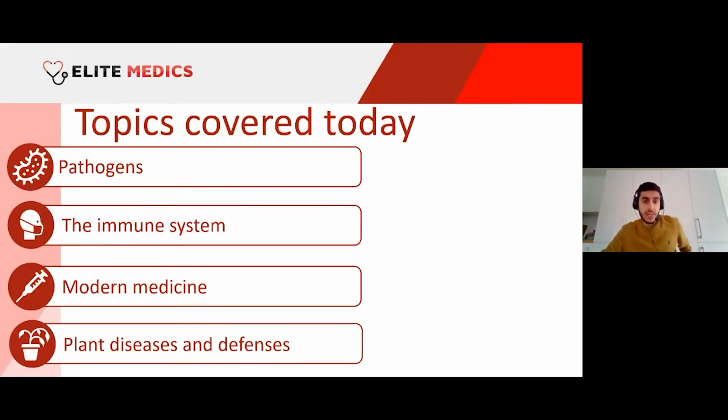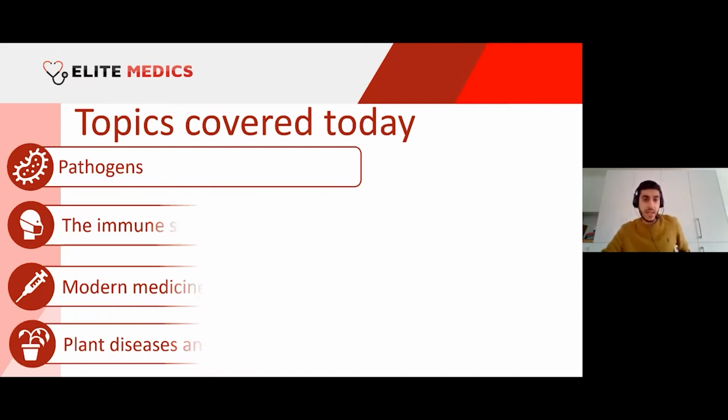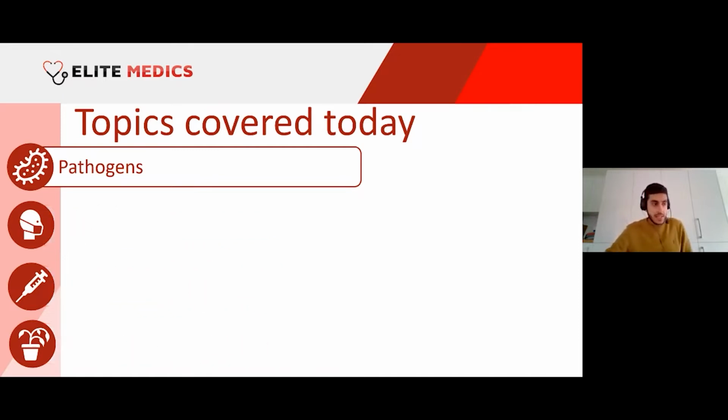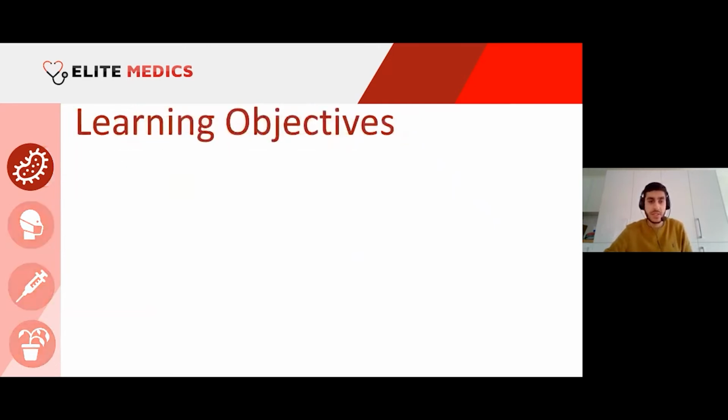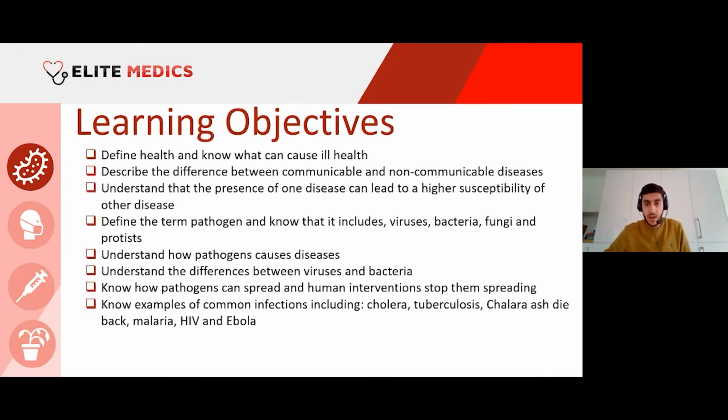So like I said, going over these topics. We're going to start with pathogens, because that will set the scene nicely for the rest of what we need to know today. So pathogens, what do we want to know about pathogens? About ill health, different types of diseases, and viruses, bacteria, fungi, protists, all that kind of stuff, and pathogens in particular. I'm going to look at some good examples of pathogens.